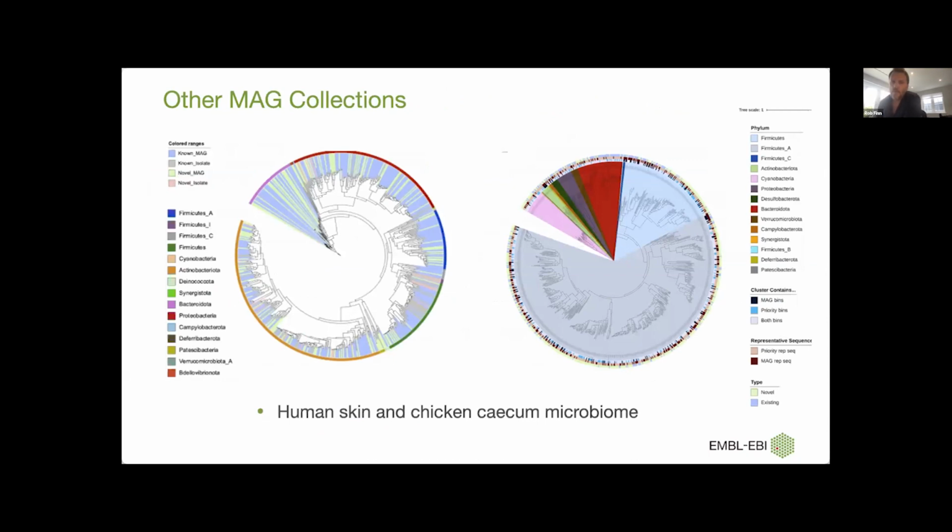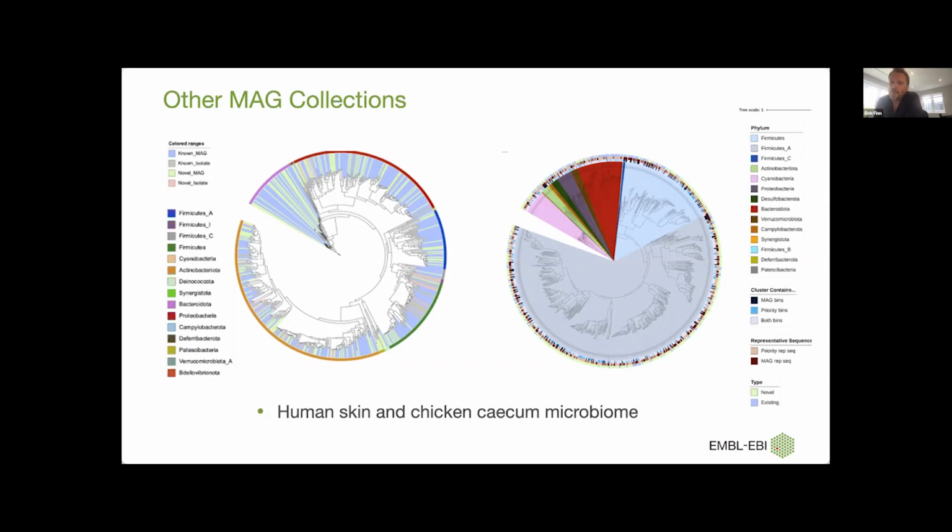So we have a large human skin collection and also a chicken cecum microbiome. And again, on these, I'm going to show you phylogenetic trees. They're color-coded in slightly different ways. On the left-hand side, the MAGs are color-coded green coming off the tip. And again, you can see there's a fair amount of novelty there, but there's nowhere near as much novelty from the skin microbiome. And they're also interspersed, the cultured genomes with the metagenome assembled genomes. So it's quite a distinctive pattern.